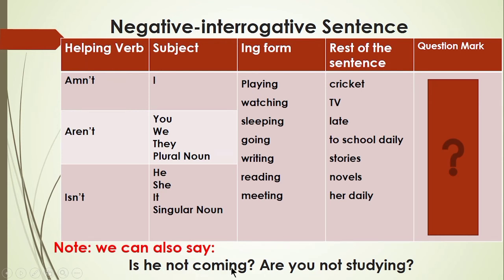Is he not coming? Here we do not make a contraction of the helping verb and not; rather we bring the helping verb to the start of the sentence and put not after the subject and then the rest of the sentence. So, is he not coming? Are you not studying? And we answer it with yes or no.